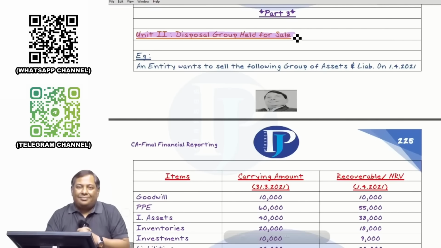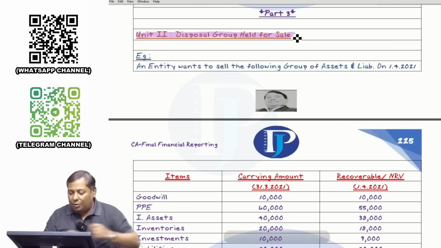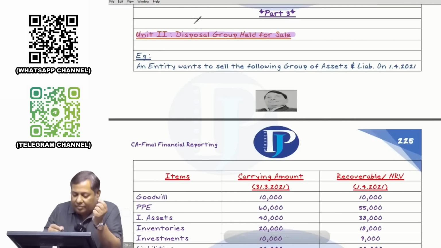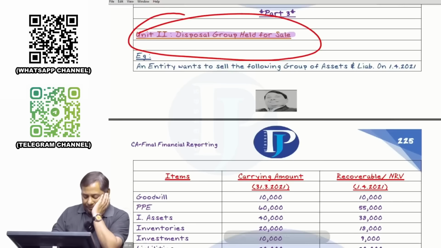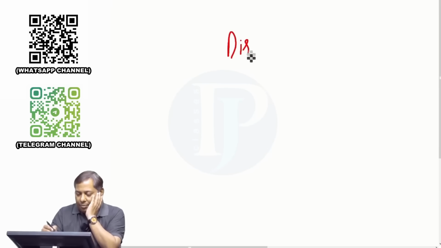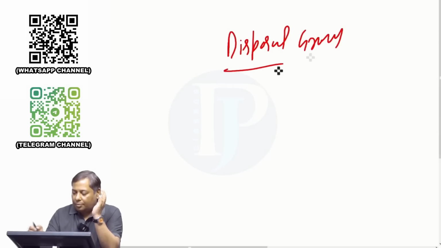Okay? Now we are in unit number 2. Unit number 2 is on what? Disposal group. Now what is this disposal group, students?